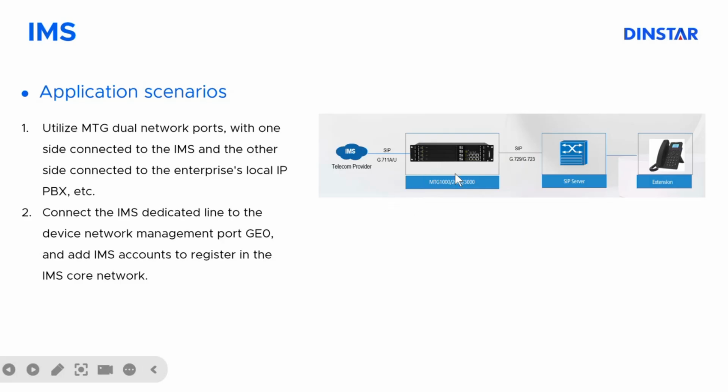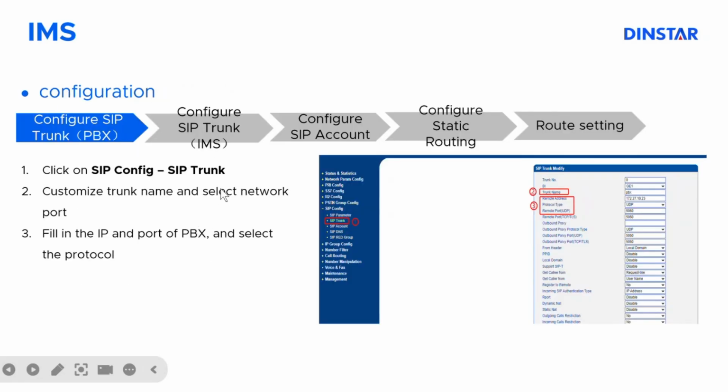So this is a common deployment scenario for integrating carrier networks with enterprise systems. Let's look at its configuration, how we configure it and connect the IMS and the SIP server. First, we need to create a SIP trunk between the MTG and the core platform of the PBX.